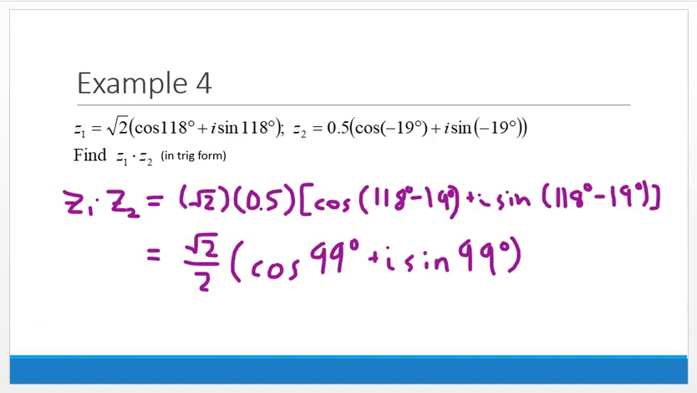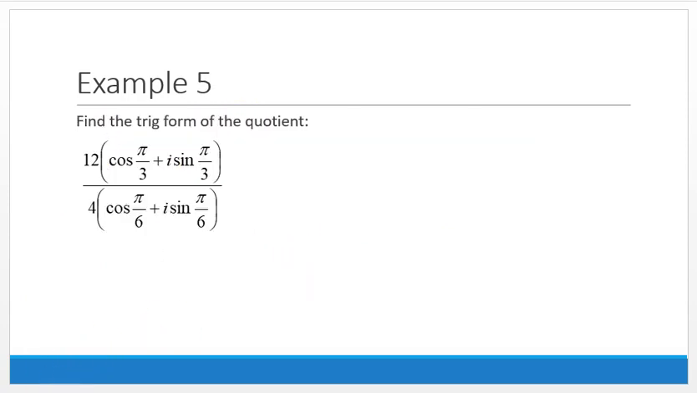And again, many problems may also ask you not to write your answer in trig form, but to write it in standard form, which means you would then need to figure out what a and b are. We know that r is square root of 2 over 2, and we know that theta is 99 degrees, since that's the r cosine theta plus i sine theta. So we know what those two variables are, and then we would use those values to solve for a and b, using a equals r cosine theta and b equals r sine theta. But according to the directions on this one, we're able to stop right here.